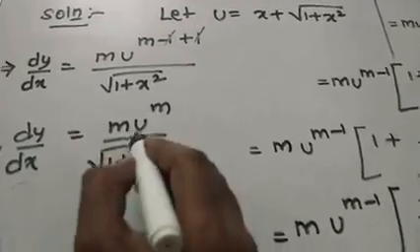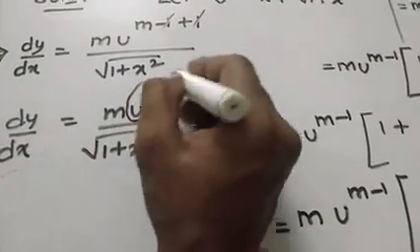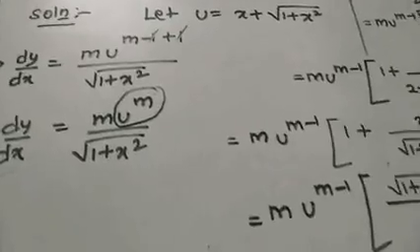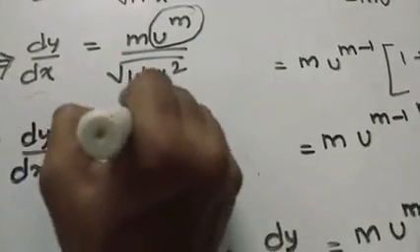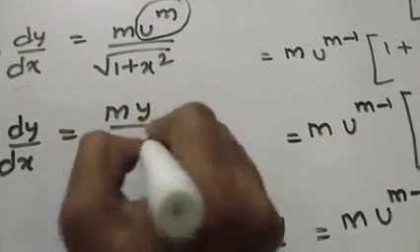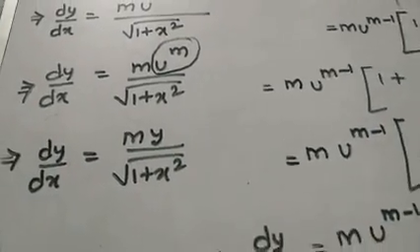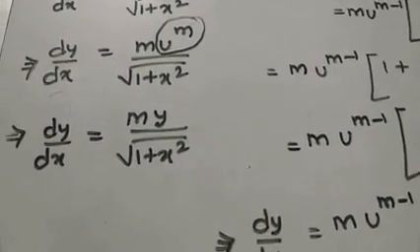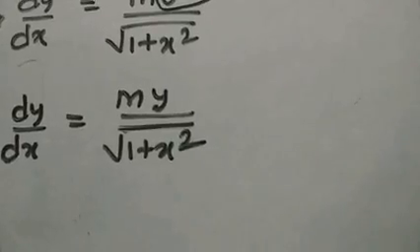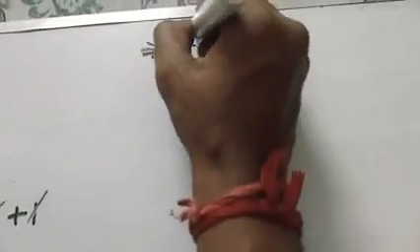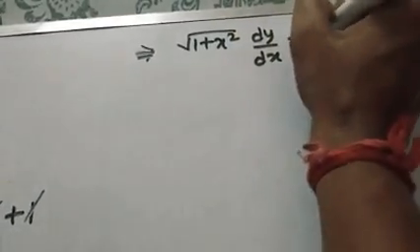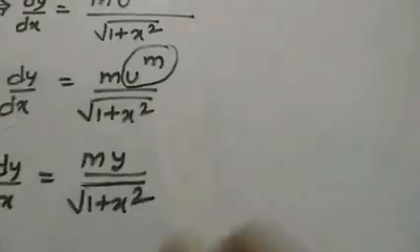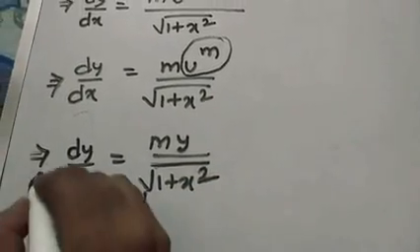And if you remember, u to the power m, this expression was nothing but your y in the starting of the question. So instead of that we can replace finally dy by dx equals m y by root over 1 plus x square. Okay, now just do the cross multiplication. Now cross multiplying them, we get root over 1 plus x square dy by dx equals my. Here just doing the cross multiplication, which is sending this to that side.